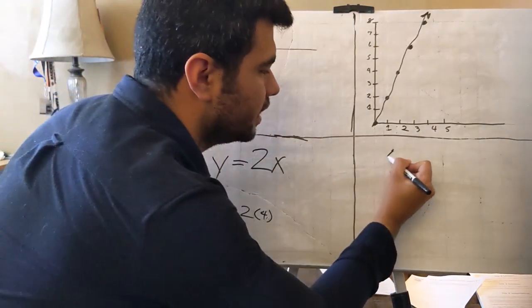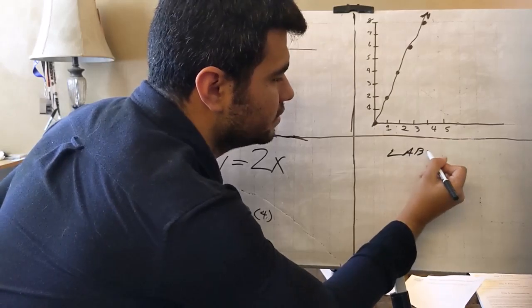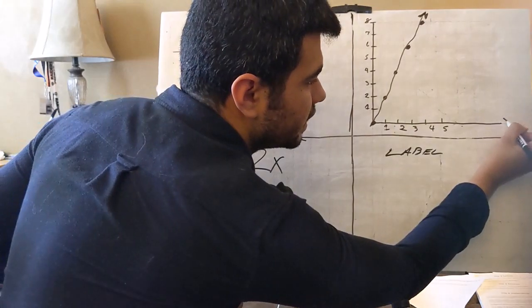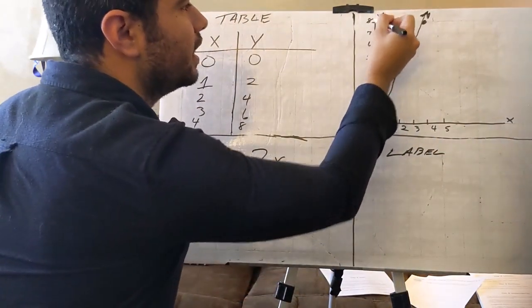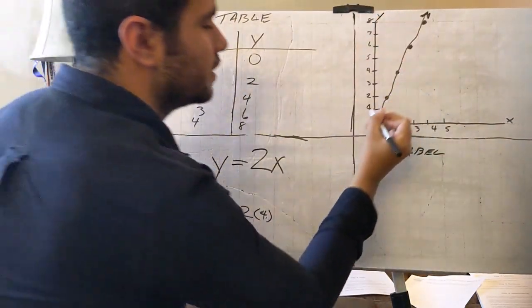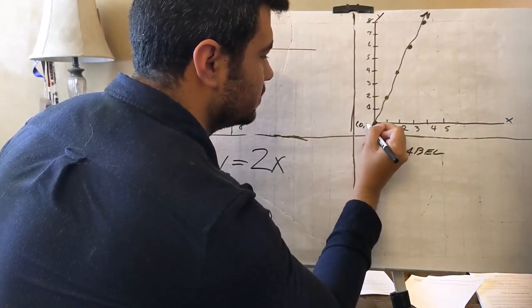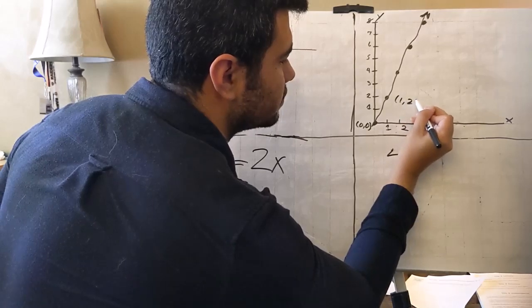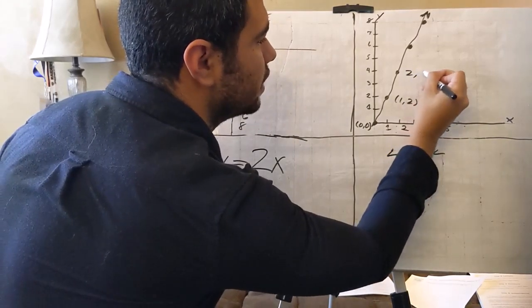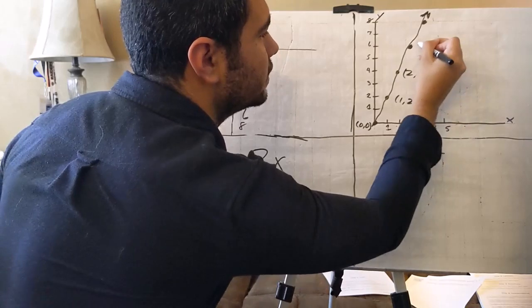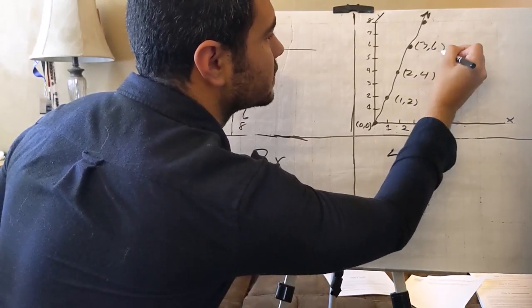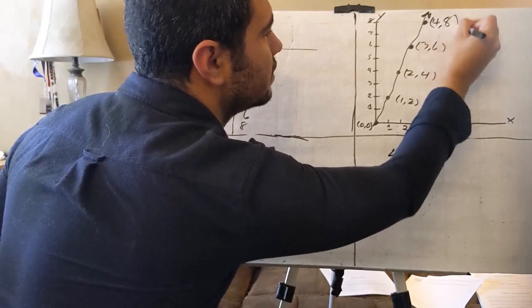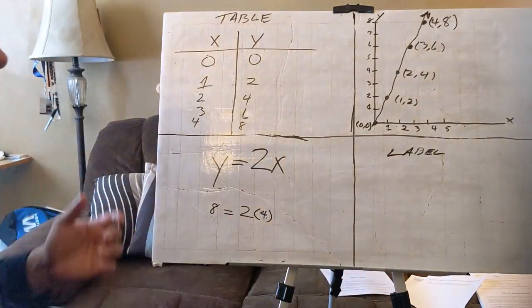Here, it does tell you to label your graph. If it's telling you to label your graph, label which line is the x, label which line is the y, and then label your points. So this one is 0, 0. This one is 1, 2. This is 2, 4. This is 3, 6. Over here we have 4, 8. So the graph is labeled. Now explain the trend.